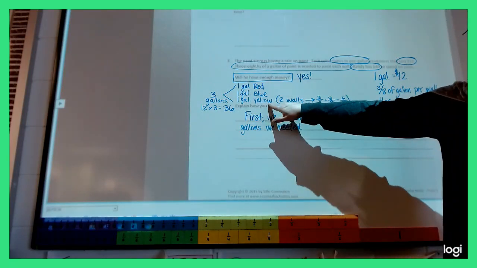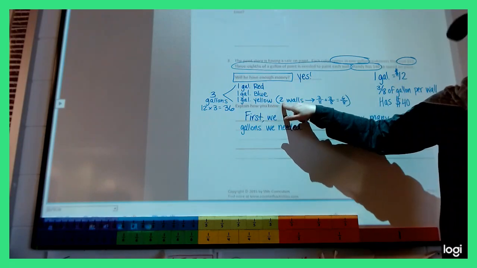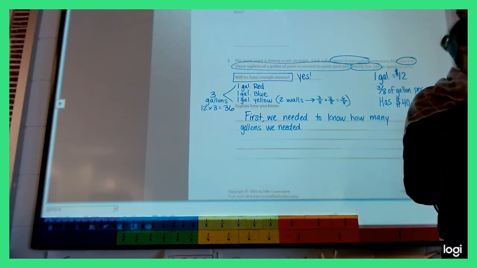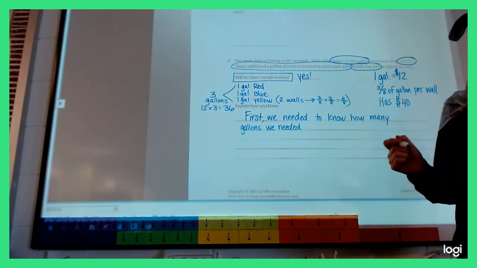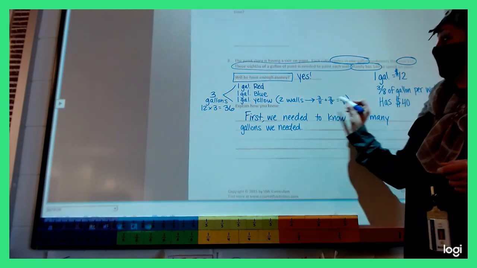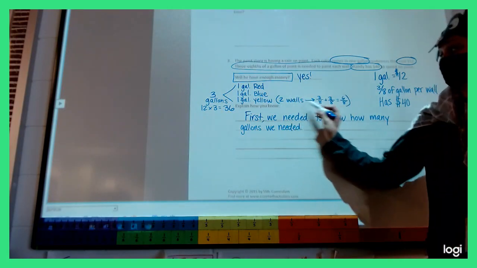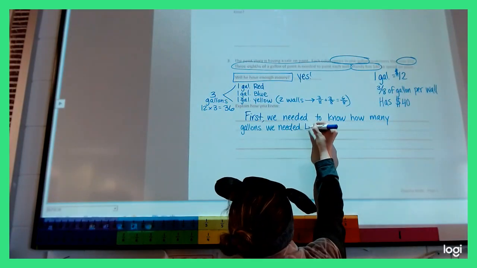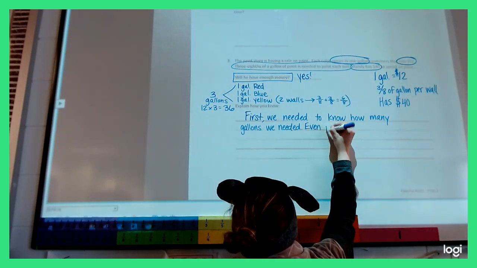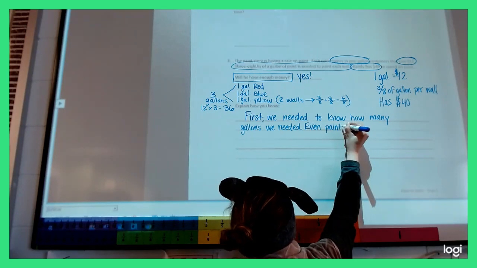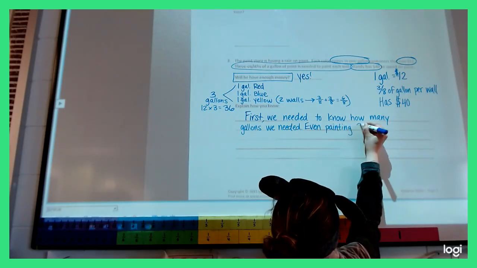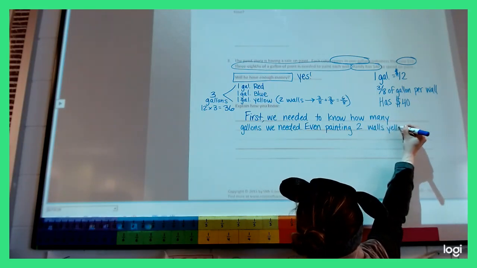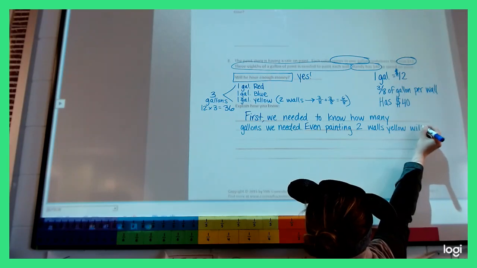All right, and we figured out that even though the yellow is on 2 walls, we could still use 1 gallon to paint both. However you want to say that, that was a long sentence, you can shorten that up. So we need to mention something about knowing that even though yellow was 2 walls, we still had enough paint in 1 gallon. So I will say, even painting 2 walls yellow will only need 1 gallon.